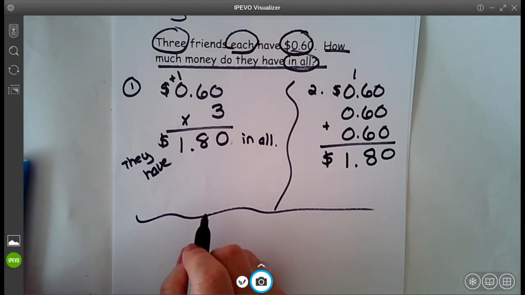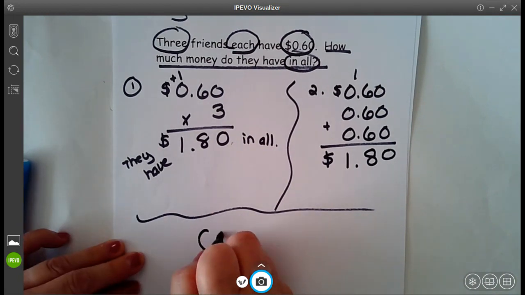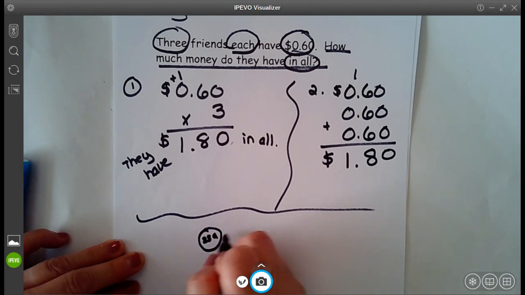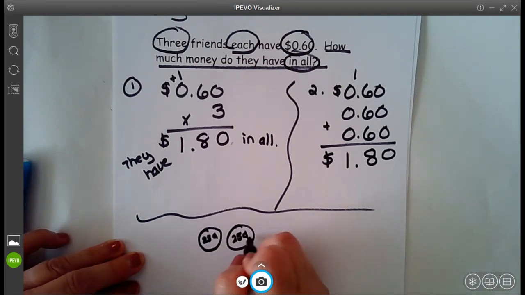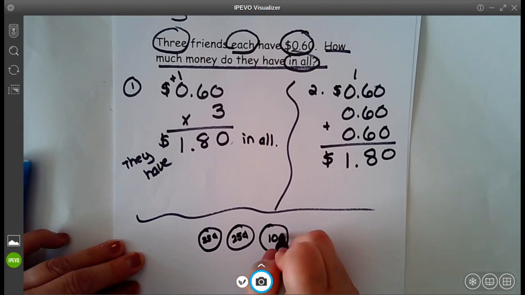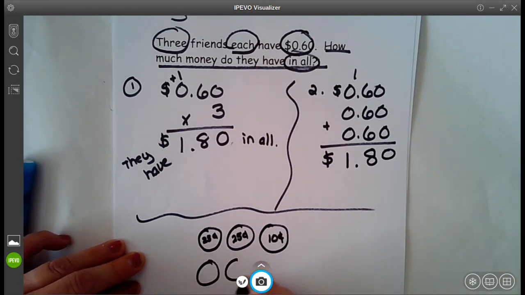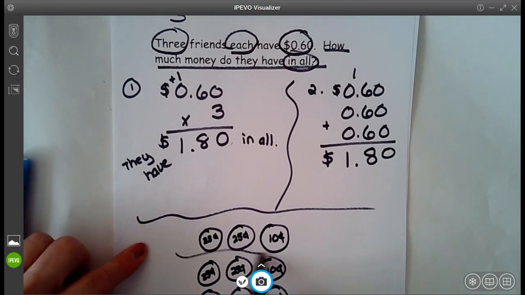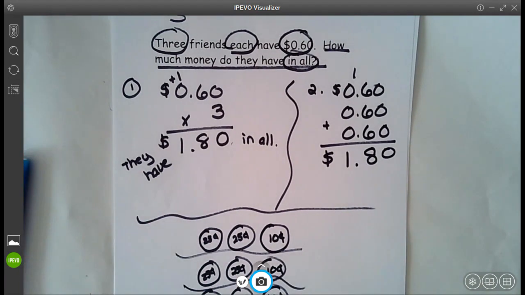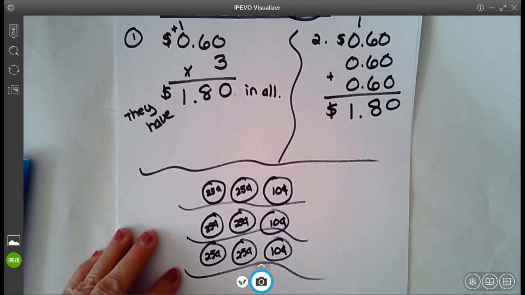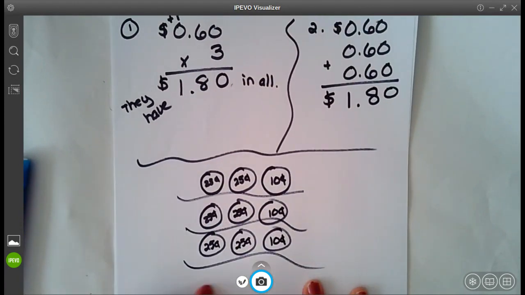So now we need to draw 60 cents 3 different times. So it'd be 25, 25, and 10. Okay, so now let's do 25, 25, 10. Whew, it's hard to see. Oh well. 25, 25, and 10. All right, so that's friend 1, 2, and 3. And if you count them all up, I'm so sorry. There you go. And if you count all those up, you would get $1.80.